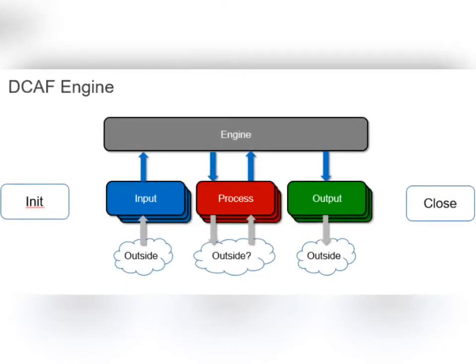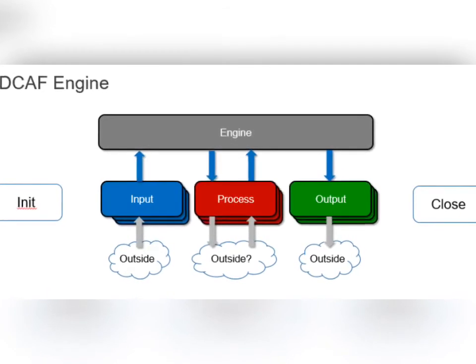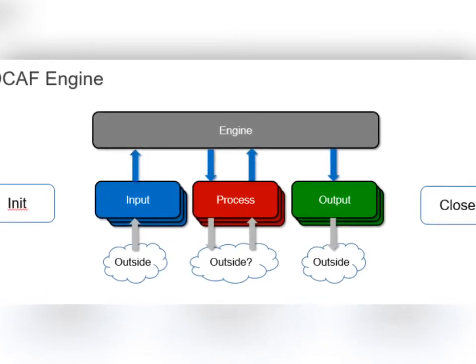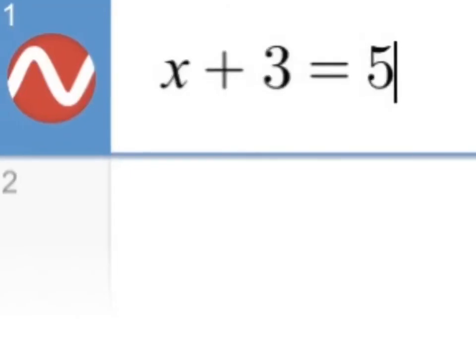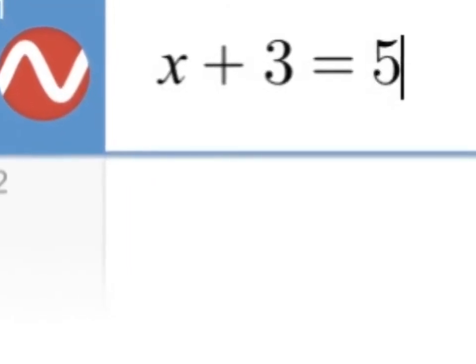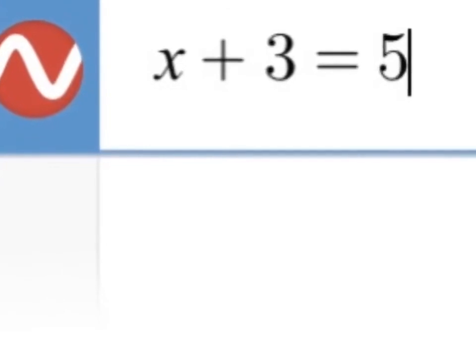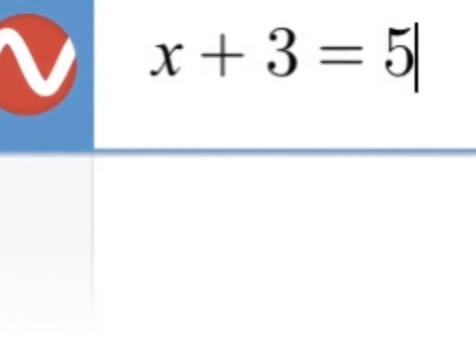Now you might have remembered me saying input and output. Well, all inputs and all outputs have a process. And if X is our input, what is our process? Now let's say that our current program is X plus 3 equals 5. Our output is 5. So what is our input?